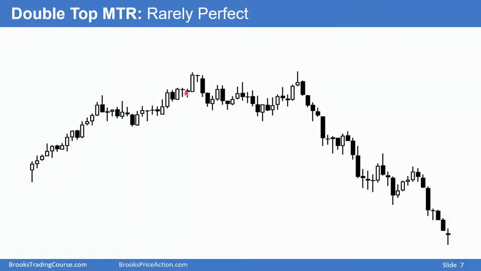Here we have a bull trend and a bear break below the bull channel. You can call this a double top. It's actually slightly higher than that. It doesn't matter what you call it. It's a major trend reversal attempt. Double tops are rarely perfect. They're usually at least a little bit above, a little bit below, sometimes a lot below, sometimes a lot above. But this is a double top or a higher high major trend reversal.